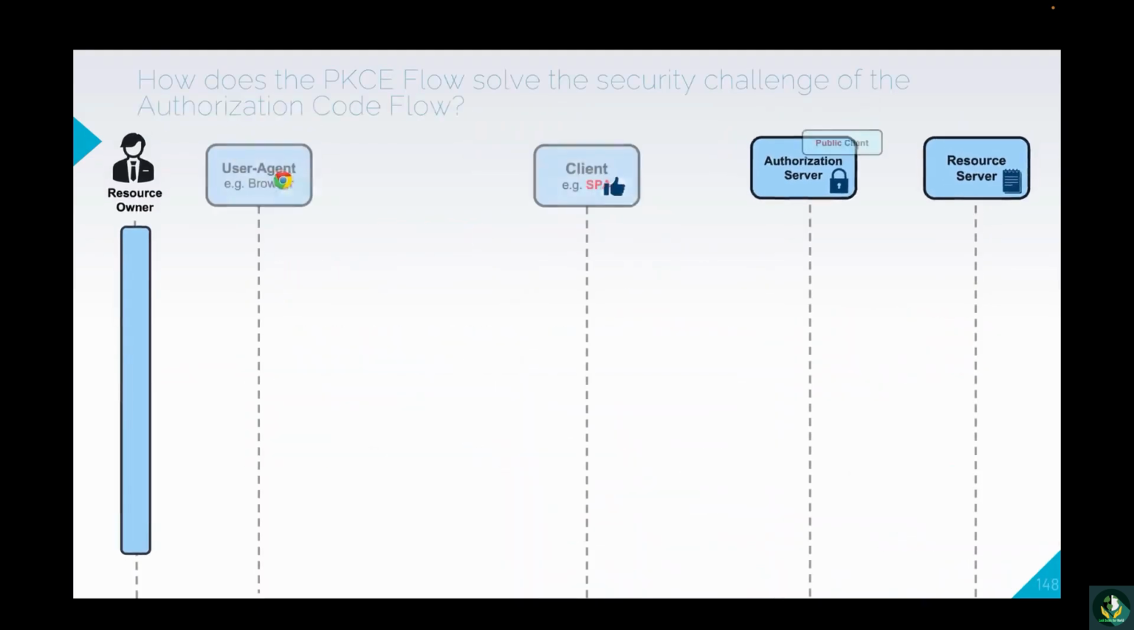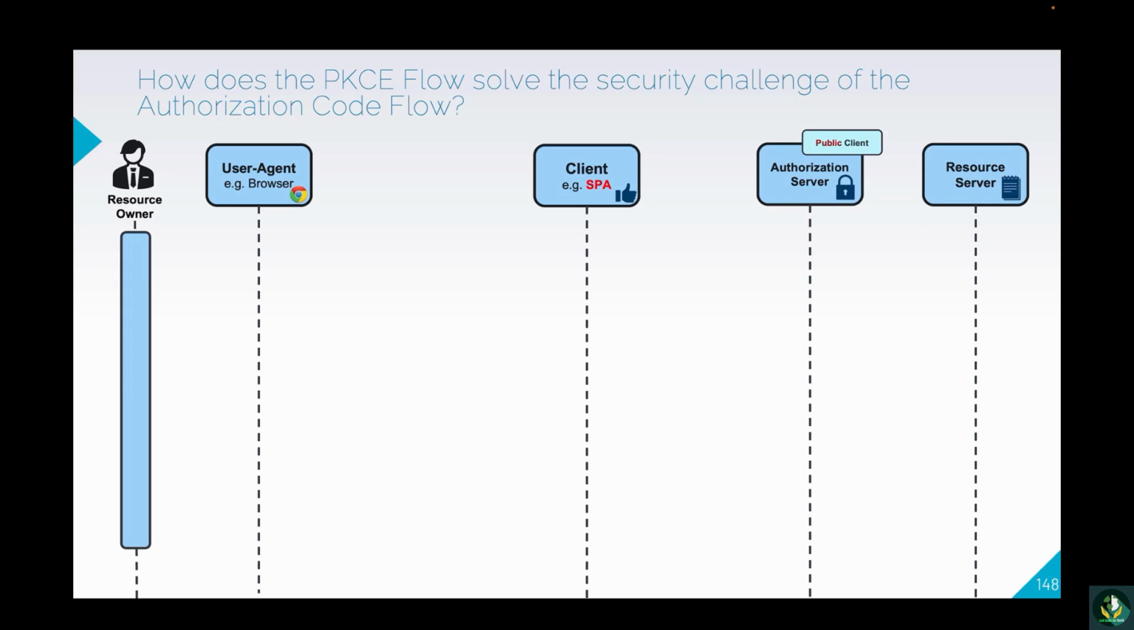Now let's see how the PKCE flow addresses the security challenge of the authorization code flow that we covered in the last lesson. Once again, we have the same malicious application, an interceptor that's capable of monitoring and intercepting browser or network traffic. This time, the user agent is, for example, a browser, and the client is a single-page application, configured as a public client in the authorization server.